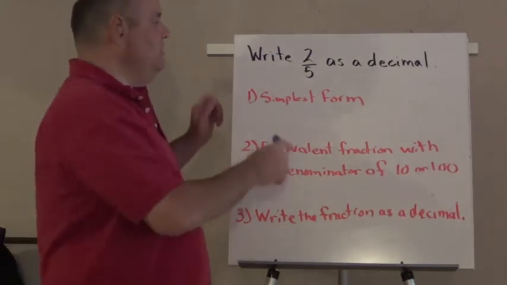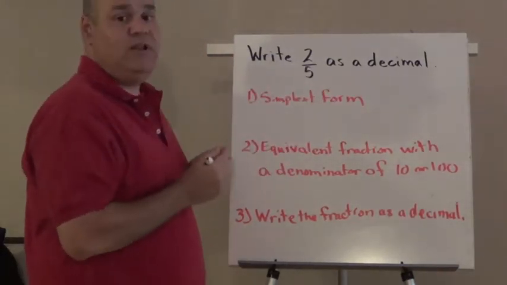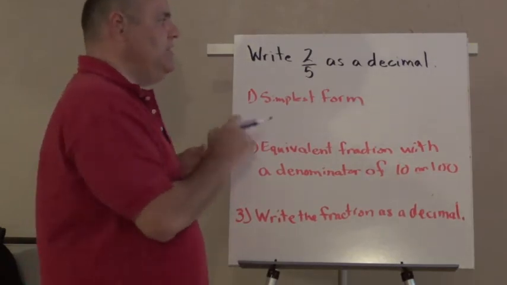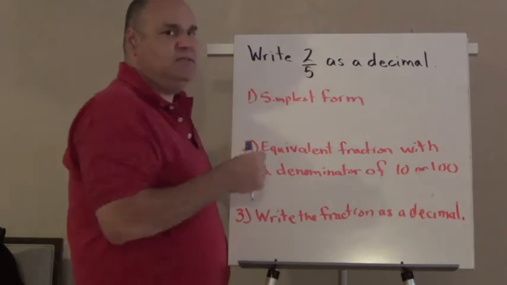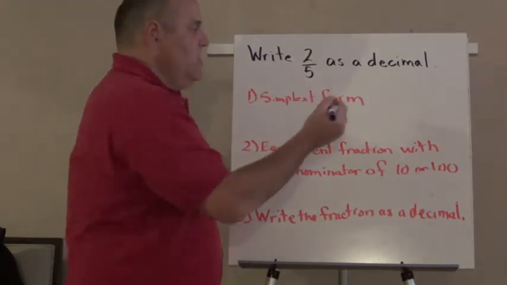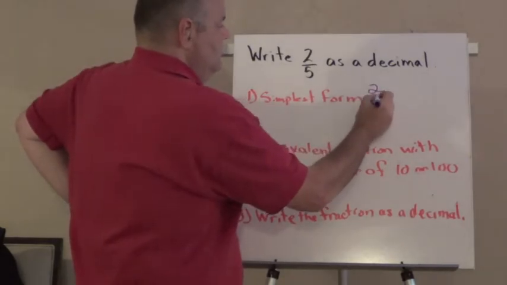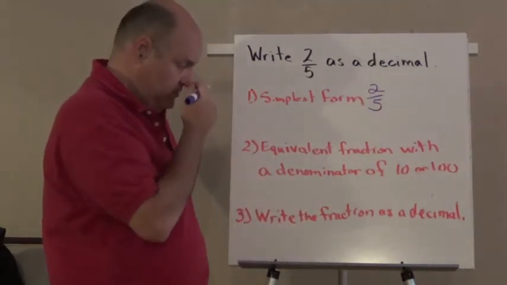Let's try another problem. Write 2/5 as a decimal. First, we have to put it into simplest form. We need to find a common factor that we can divide them both by. In this case, they both only have 1 and themselves as factors. So, 2/5 is already in its simplest form.